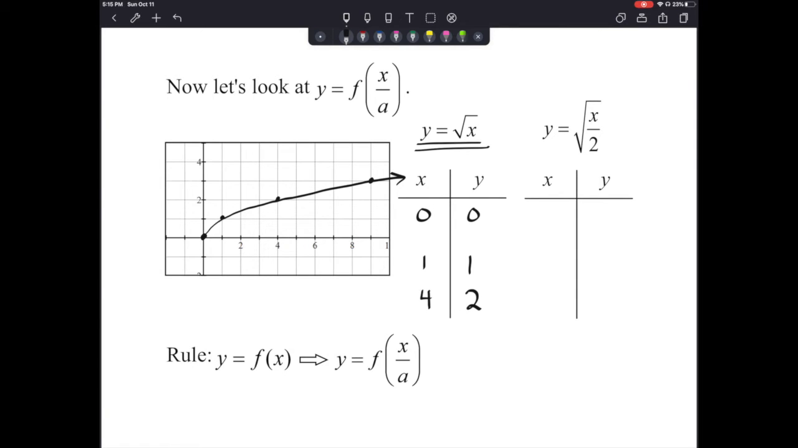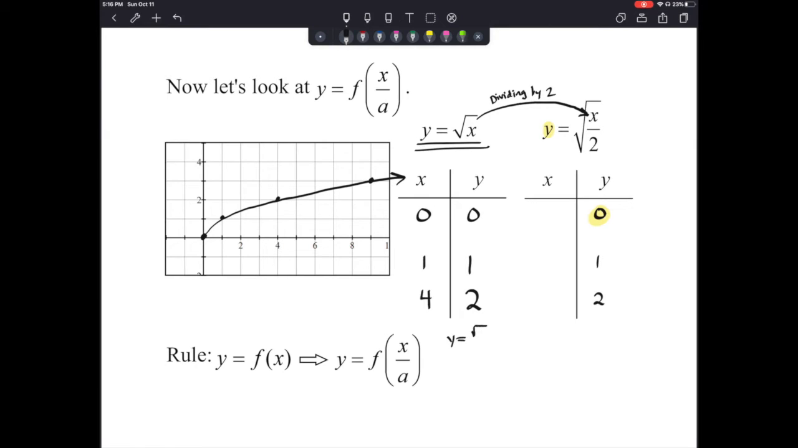And so with this one, we went from just the square root of x to now the square root of x divided by 2. So with this one, we're dividing by 2. All right, so nothing is happening outside, so we know our y values are going to remain the same. We have 0, 1, and 2. To get our x values, let's just do what we did before, where we took this 0 and we plugged it in for our y and then solved it for x.